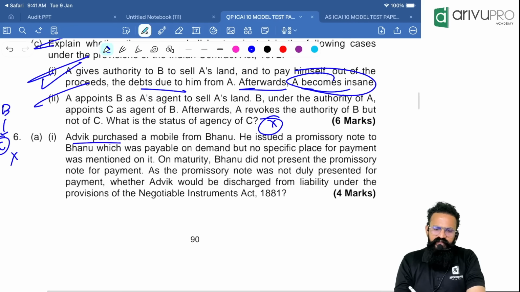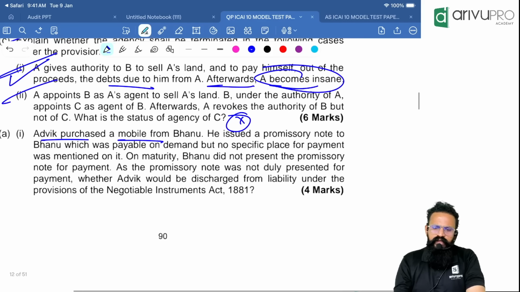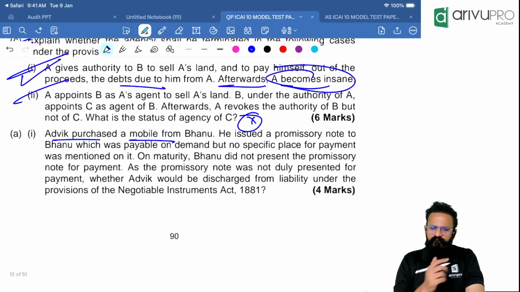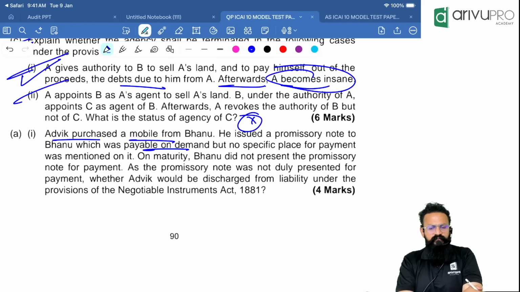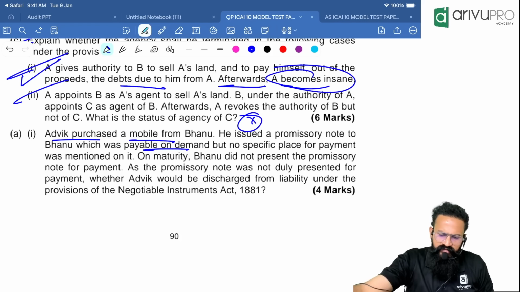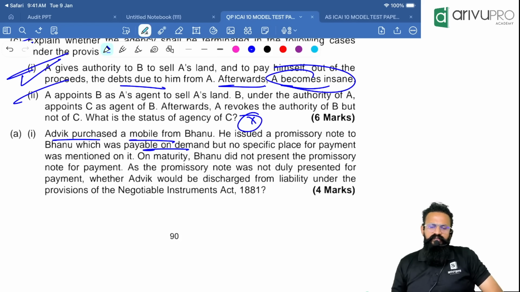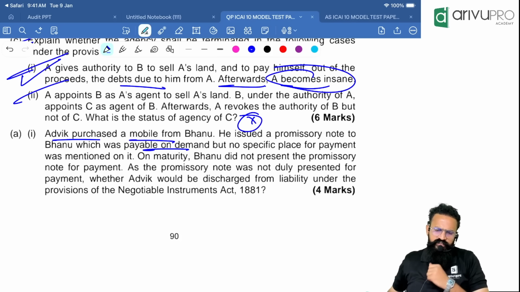Next one. Advik purchased a mobile from Banu. He issued a promissory note to Banu which was payable on demand, but no specific place for payment was mentioned on it. On maturity, Banu did not present the promissory note for payment. As the promissory note was not duly presented for payment, whether Advik could be discharged from liability under the provisions of the Negotiable Instruments Act?